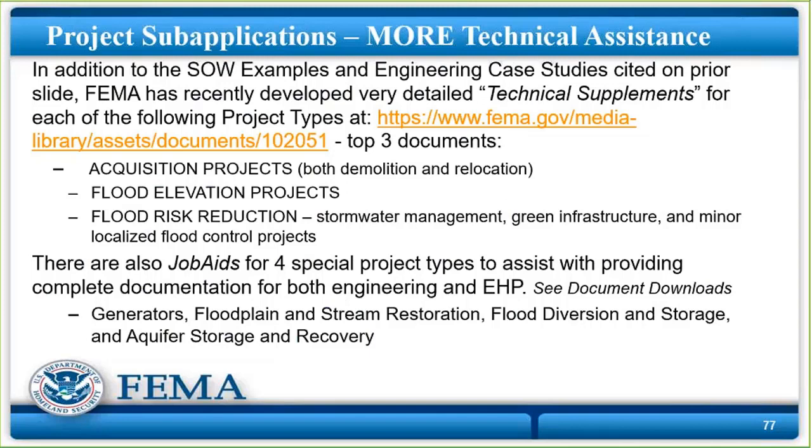And guess what? I have some more technical assistance at that same website. The top 3 documents turn out to be 20-page documents on 3 project types: acquisition, both demolition and acquisition relocation, flood elevation, flood risk reduction, that are what I will call technical supplements to help you put together the scope of work in your application. They are incredibly detailed and incredibly useful. Please do not be turned off on them. If you actually start reading through them, they make a lot of sense. And they're well written and they have examples. So please, please, please, if you're doing any of those project types, go to that website and download that and use it.